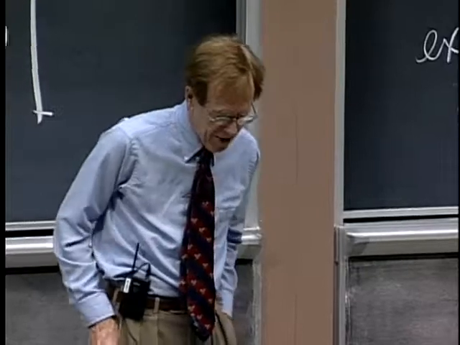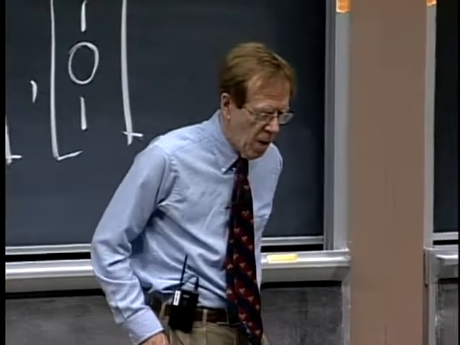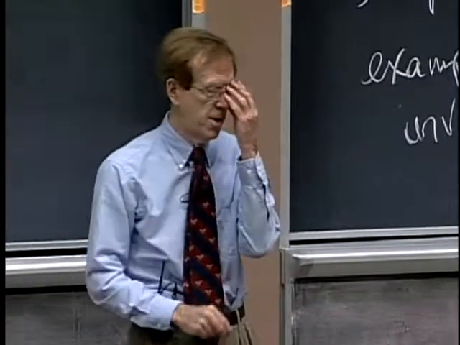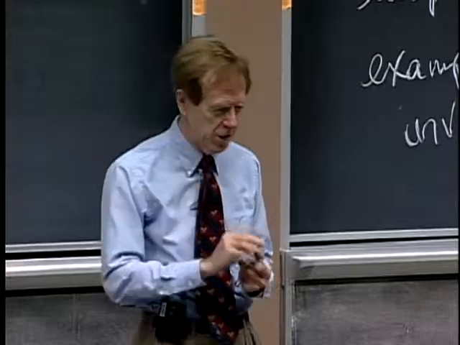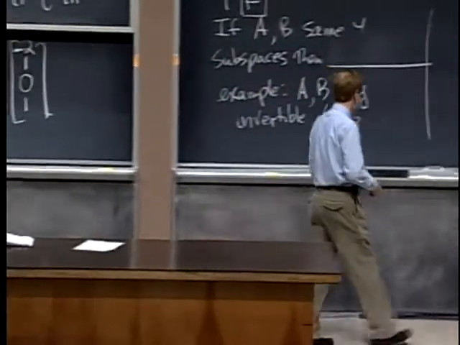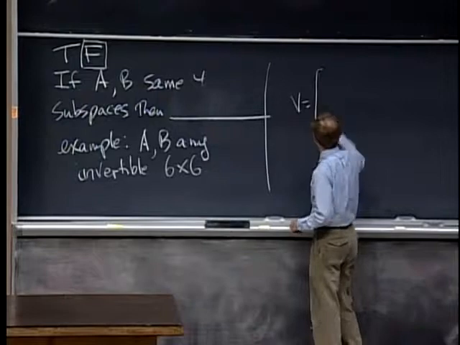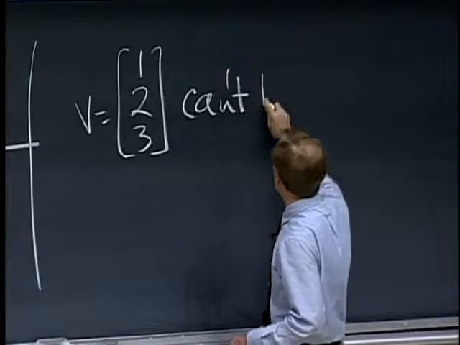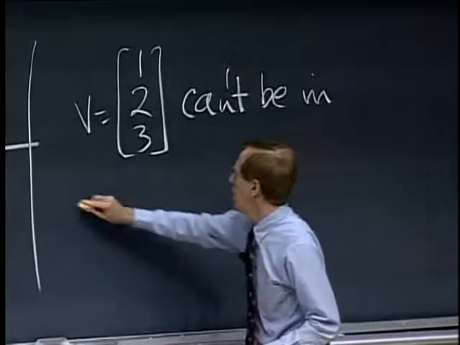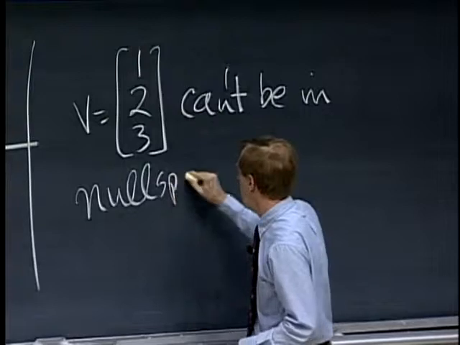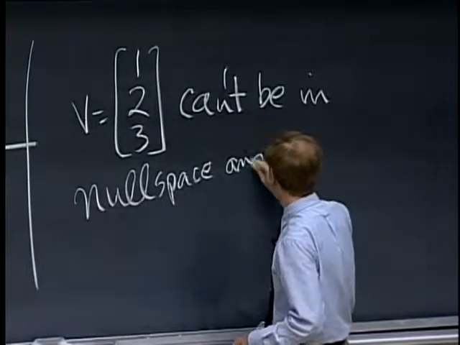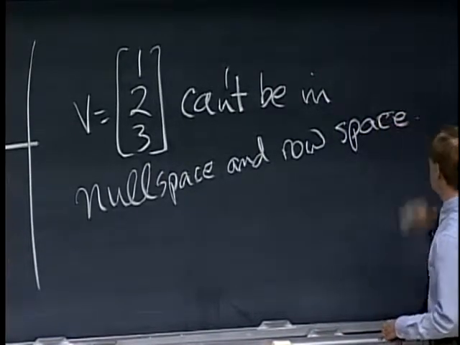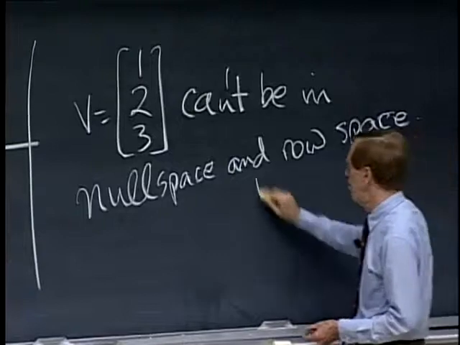Okay. Here's a question. Oh, this leads into the next chapter. Why can the vector 1, 2, 3 not be a row and also in the null space? Let me close with this question. So this vector 1, 2, 3 can't be in the null space of a matrix and in its row space. And my question is, why not?